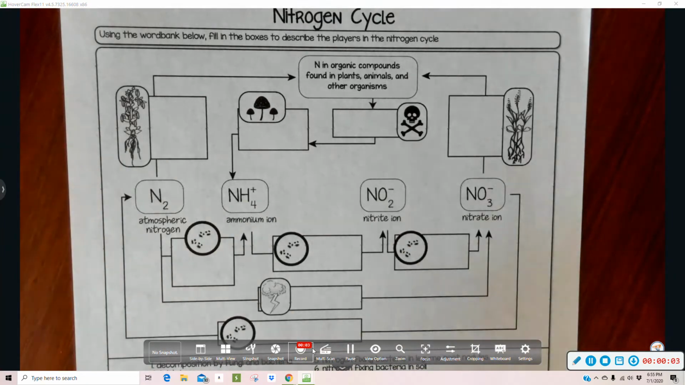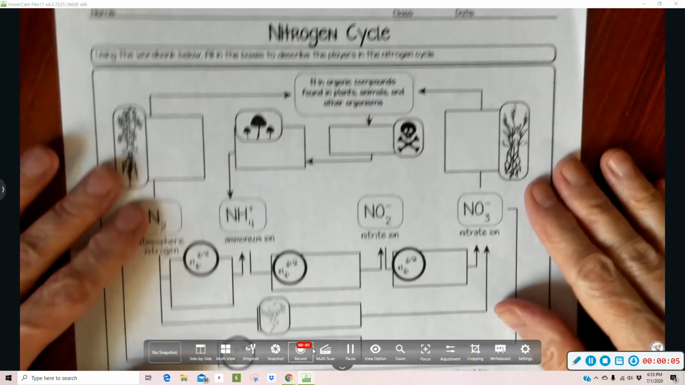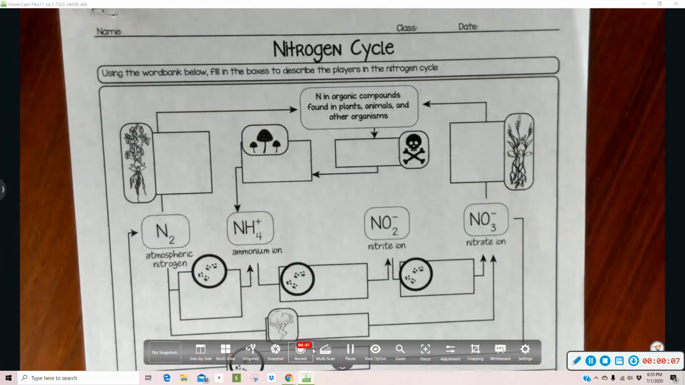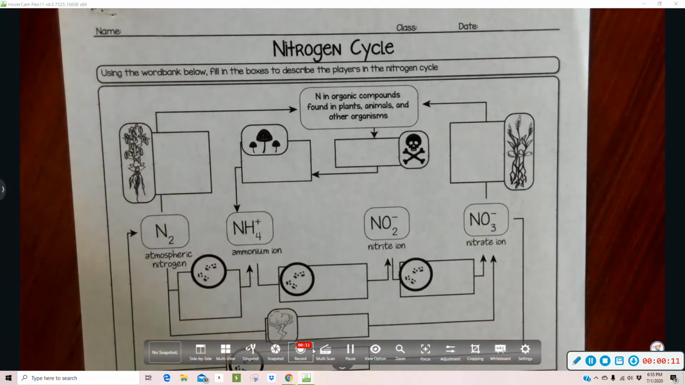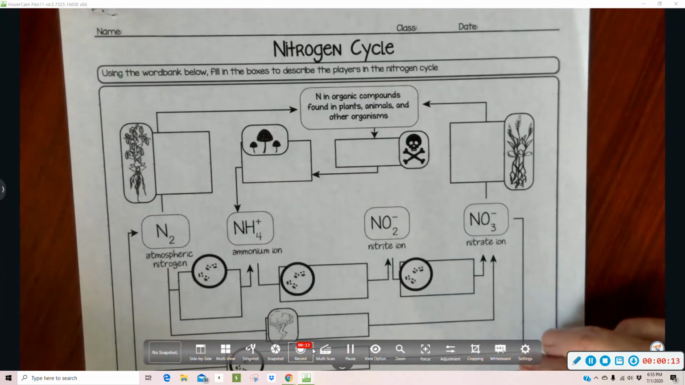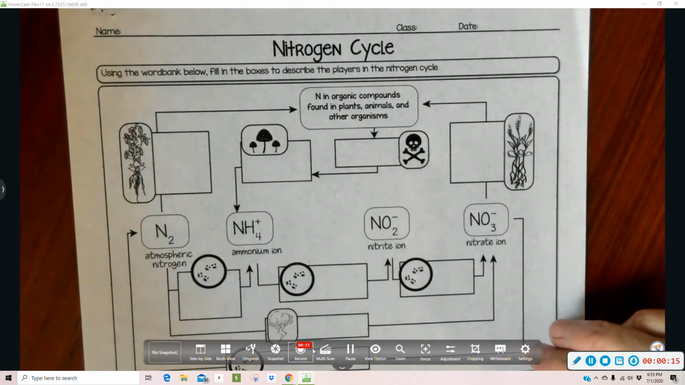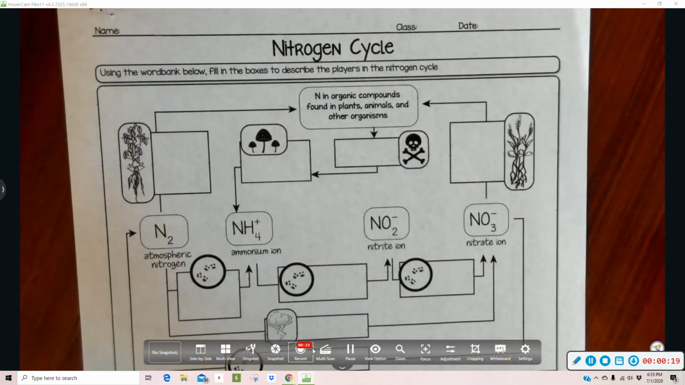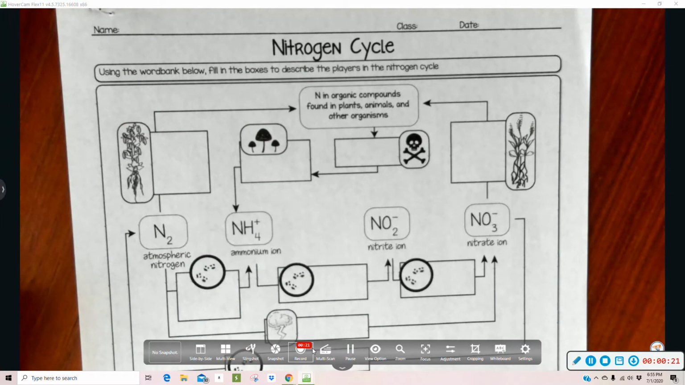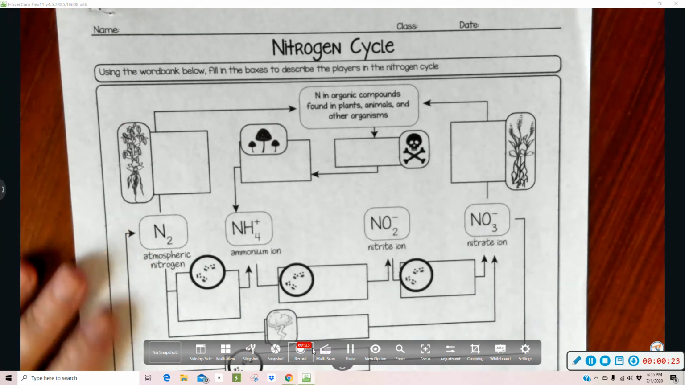All right, this assignment is called the nitrogen cycle. You may have been assigned this as a class assignment or as homework. It should be reviewing what you learned about the nitrogen cycle and what you need to know.